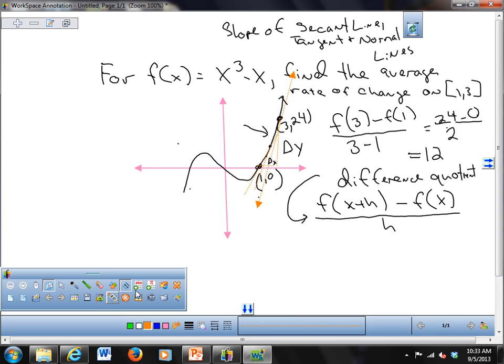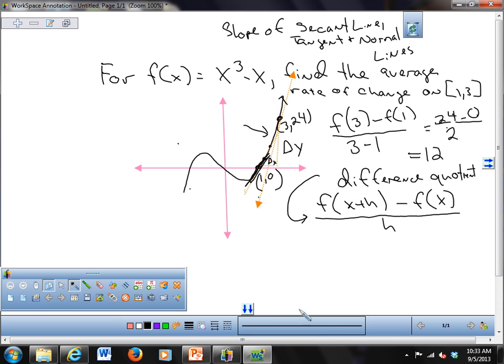But as I bring a point closer and closer and closer to this point, I would get closer and closer to the exact rate of change at that point, right? You understand that? And that rate of change is called the instantaneous rate of change, okay?